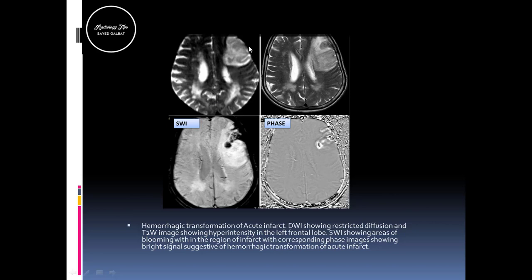Further example, this is stroke at the left MCA territory. This is the T2 weighted image, and look to the SWI. You can easily identify large areas of hemorrhage within the stroke, and it's bright in phase image to confirm that this is blood. So now you can see the hemorrhage within the infarction and diagnose hemorrhagic infarction even if it's not seen in regular MRI techniques.